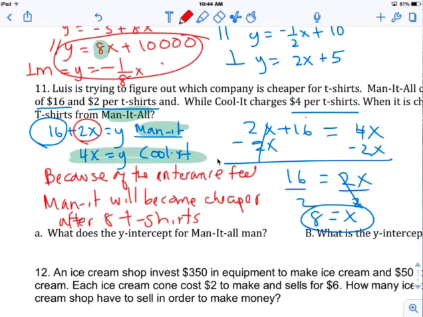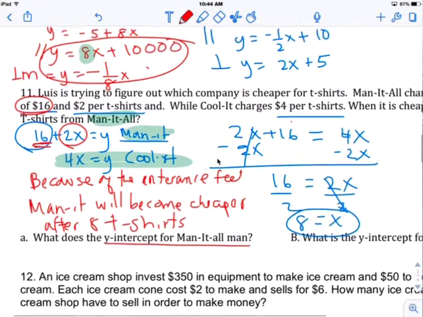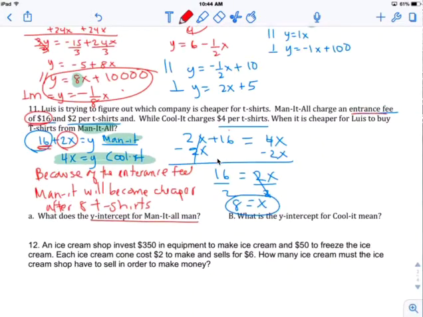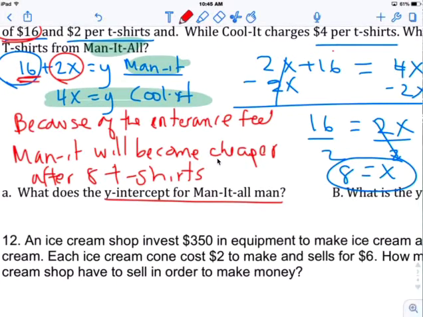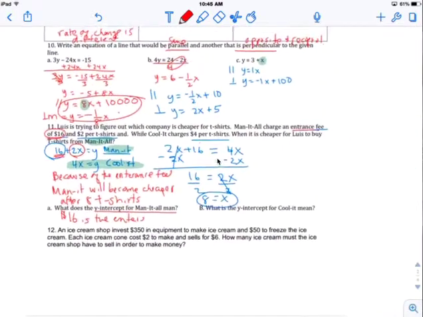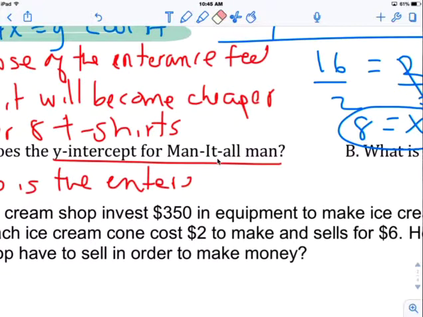What does the y-intercept of Manit mean? Oh, the y-intercept is the entrance fee. $16 is the entrance fee. Cool-It didn't have an entrance fee. Spelled entrance wrong. Sorry, you guys.